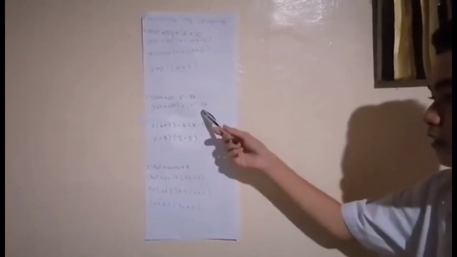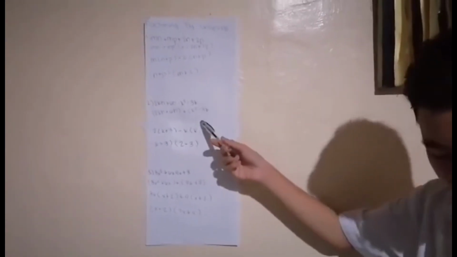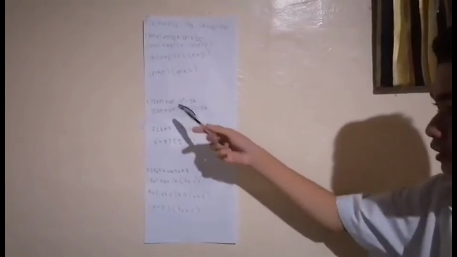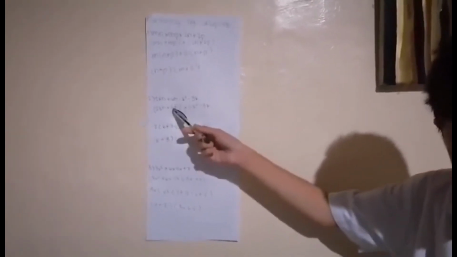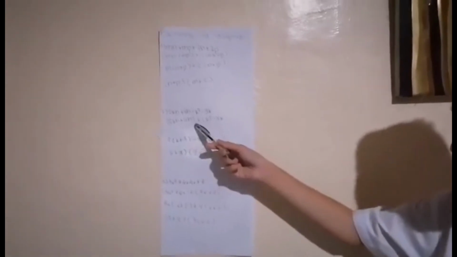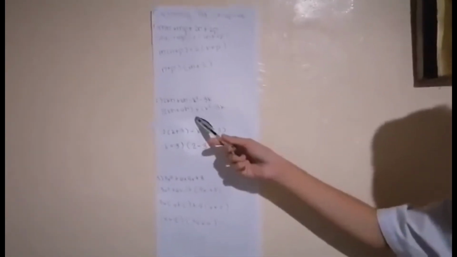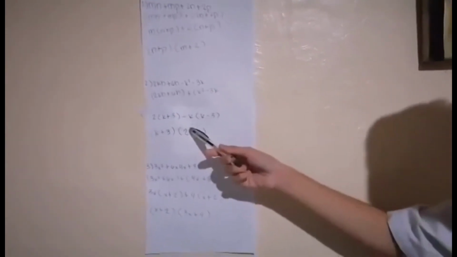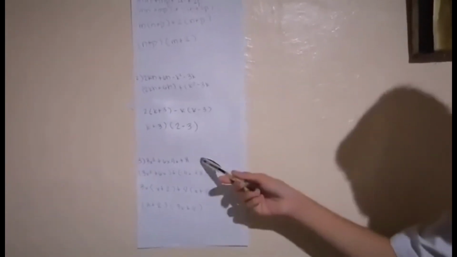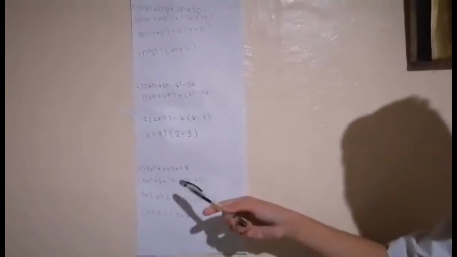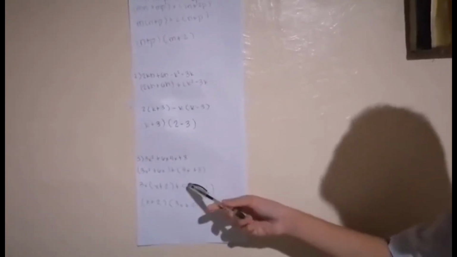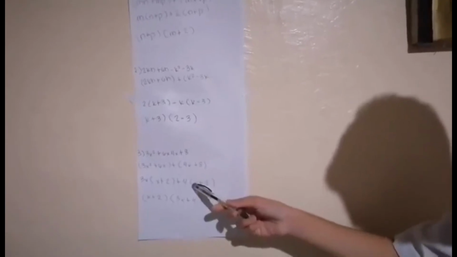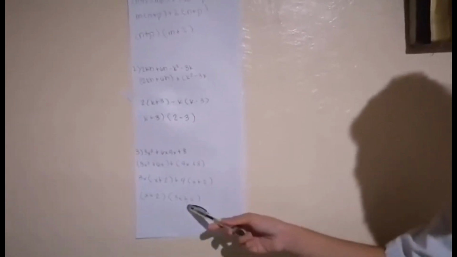So, we need to do the same thing. First, step 1, group the first terms. Step 2, factor out a GCF. Step 3, factor out a common binomial. Same thing as number 3. Step 1, we need to group the first terms. Second step, we need to factor out a GCF. And step 3, we need to factor out a common binomial.